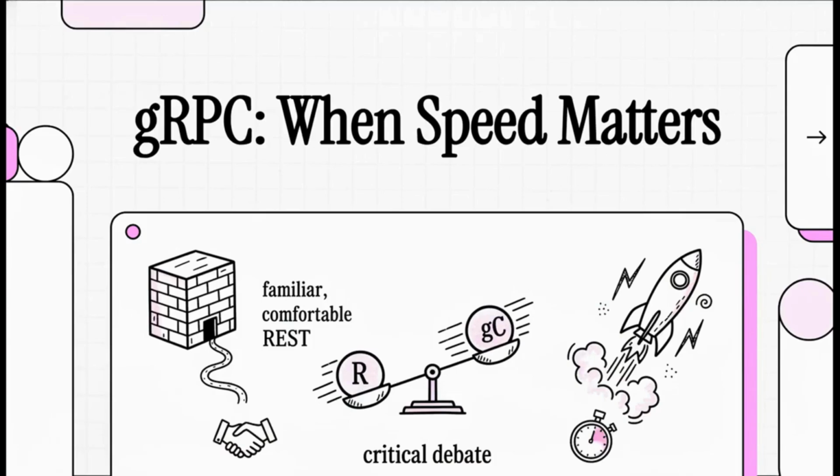All right, let's get right into it. We're going to tackle a huge debate in system architecture today. When do you stick with good old comfortable REST, and when do you really need to jump to something built for pure, raw speed? This isn't just about chasing trends, it's about making the right call when performance is everything.